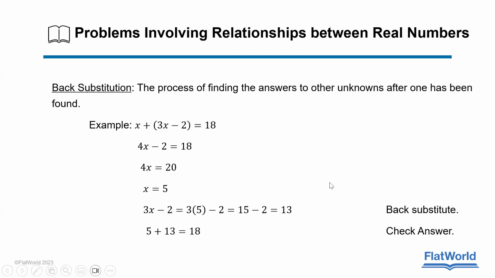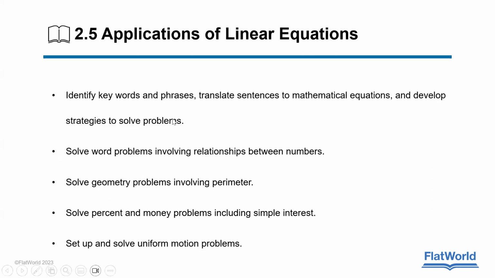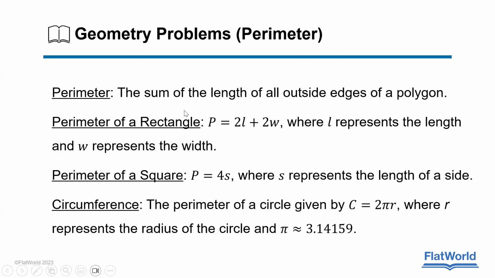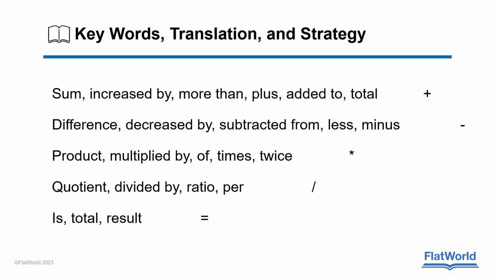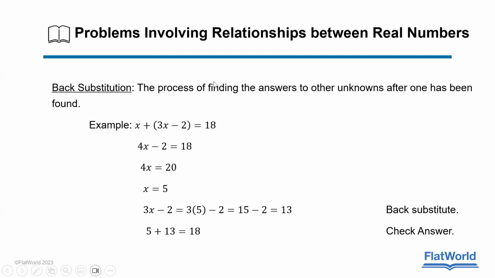Backward substitution. When we find an answer, we're going to undo. I guess they say backward because we're going to get rid of the parentheses. They group in like terms. So the first step is to get rid of parentheses, then group the like terms. Once I get rid of parentheses, I've got x plus 3x.